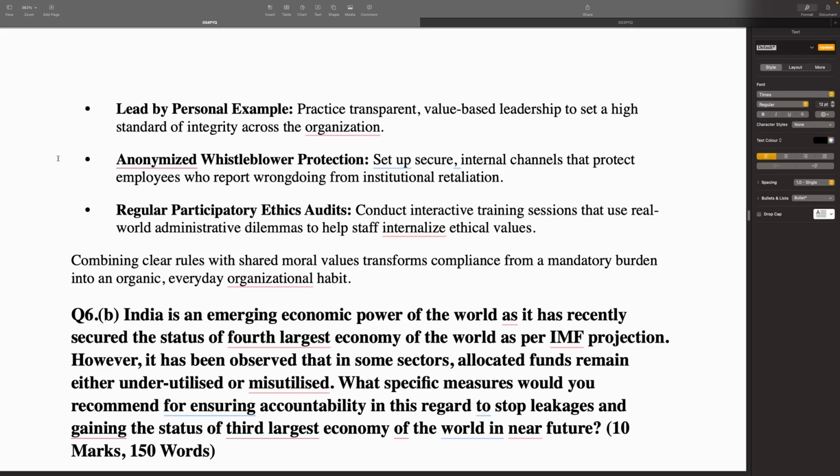Anonymized whistleblower protection. Set up secure internal channels that protect employees who report wrongdoing from institutional retaliation. Regular participatory ethics audits. Conduct interactive training sessions that use real-world administrative dilemmas to help staff internalize ethical values. Combining clear rules with shared moral values transforms compliance from a mandatory burden into an organic everyday organizational habit.